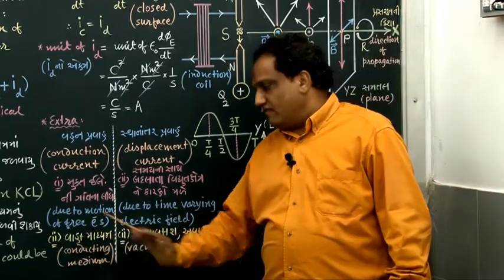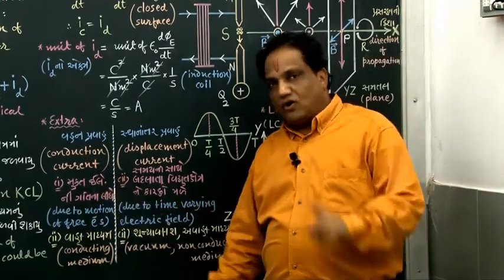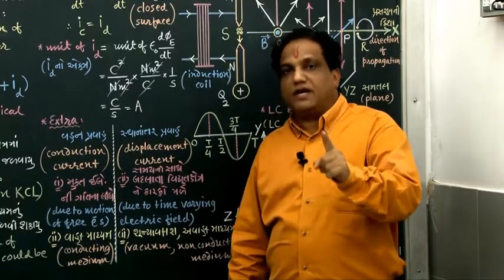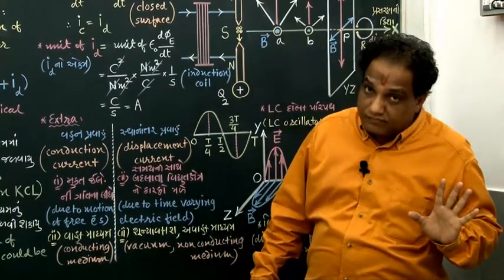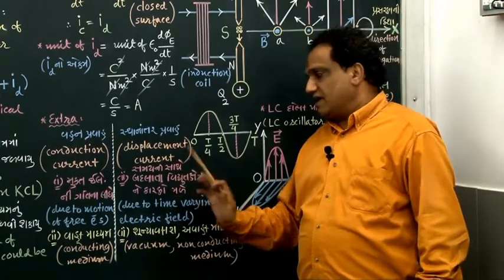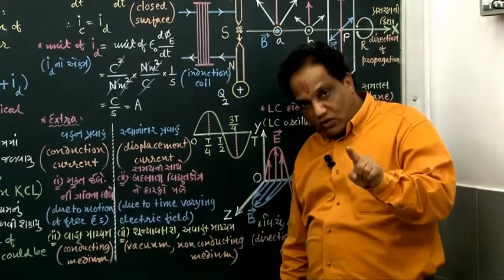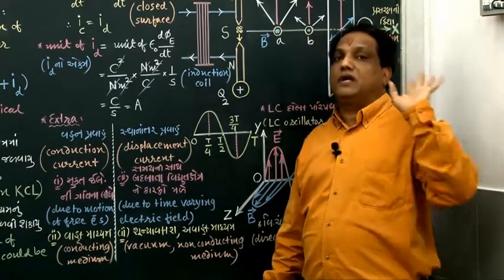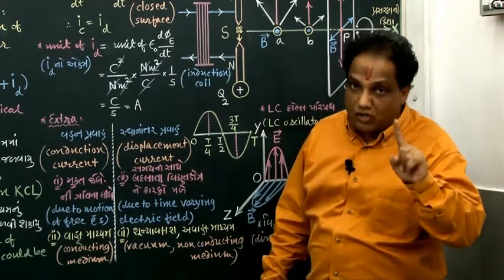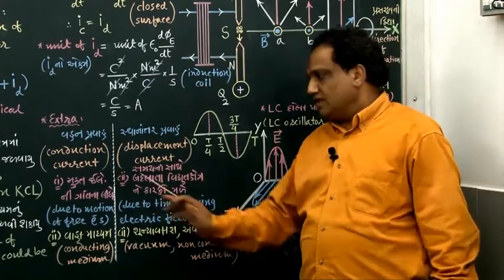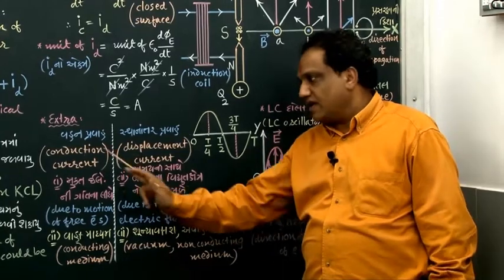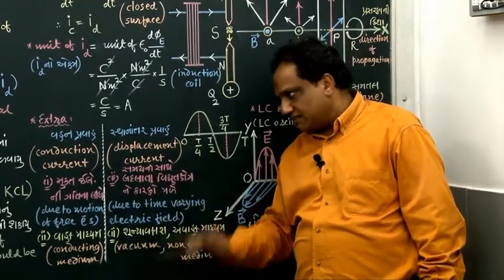What is the second point of difference? Conduction current always flows in a conducting solid medium, and this displacement current flows either in vacuum or in some non-conducting medium. Fine. These two are the points of difference between conduction current and displacement current.